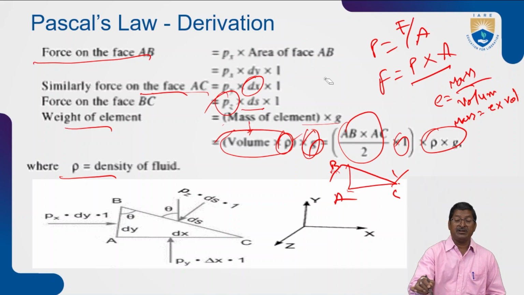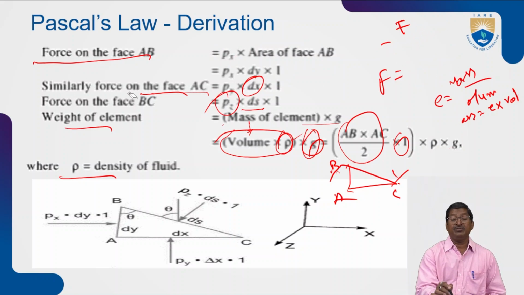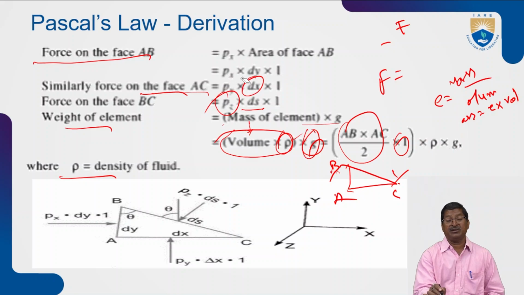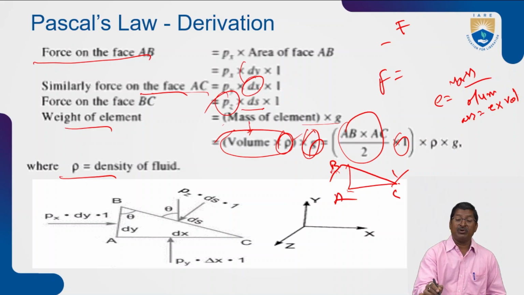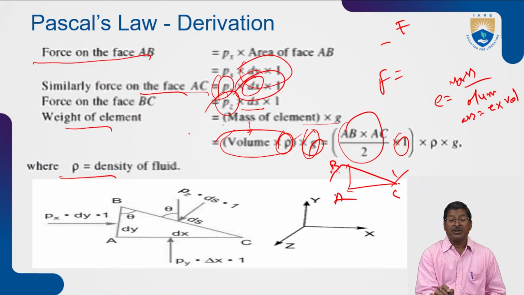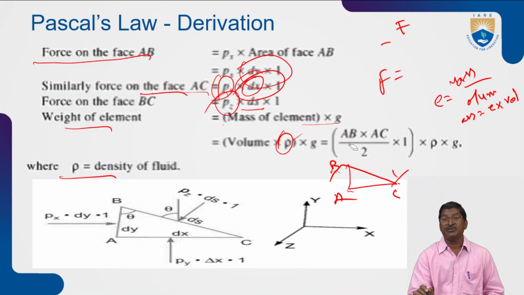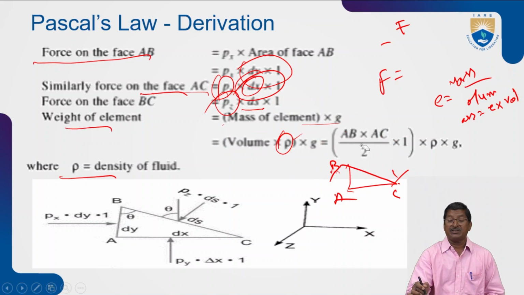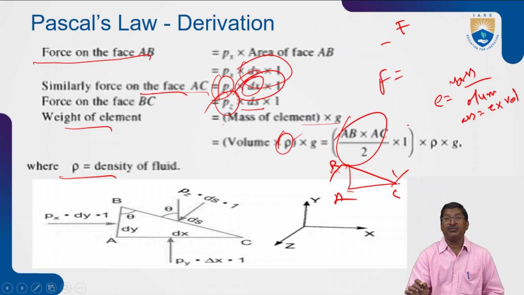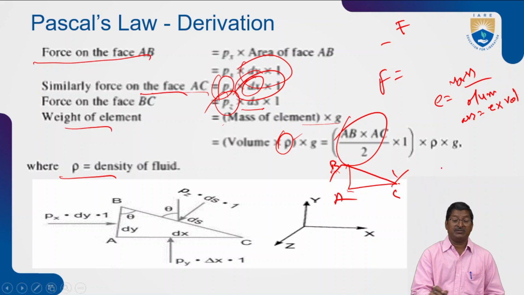The free body diagram is nothing but a line diagram of the forces on the wedge-shaped element. So pressure acts normal to the faces, and weight will act downwards. This is the small derivation. Force is equal to pressure into area. So Px is the pressure, dy into 1 is the area. Similarly on the face AC, it is Pz into area. Then the weight of the element is equal to mass of the element into g, and mass is equal to volume into rho. Here the volume is the area of the triangle times 1 unit in the vertical direction, and rho is the density.